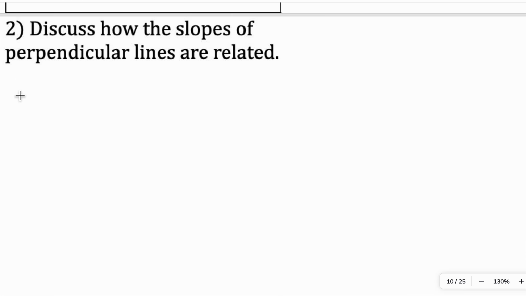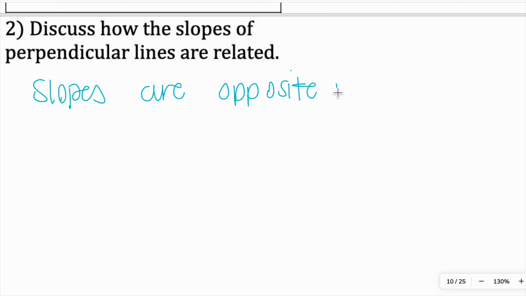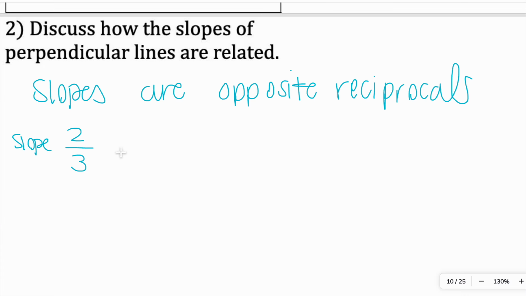Discuss how the slopes of perpendicular lines are related. So these slopes are going to be opposite reciprocals. And that opposite reciprocal allows us to have a 90-degree angle whenever we have lines intersecting. So say we have the slope is 2/3. The opposite reciprocal of that would be -3/2.